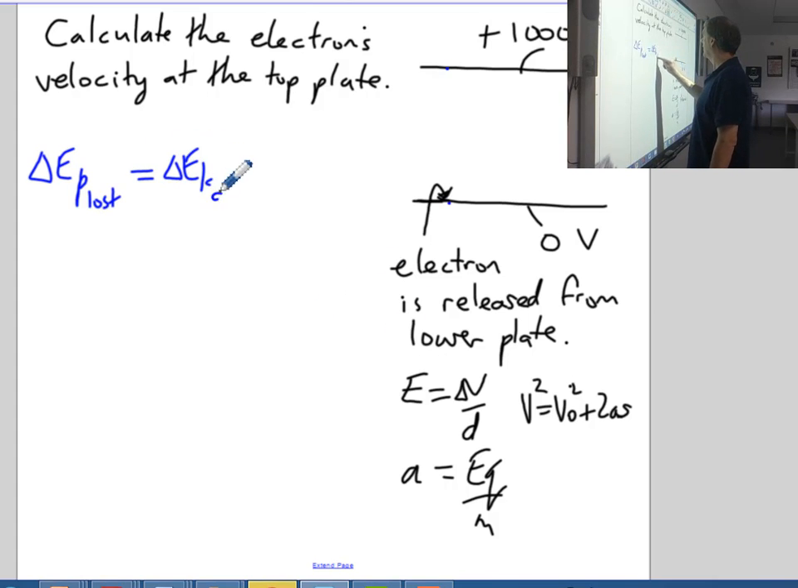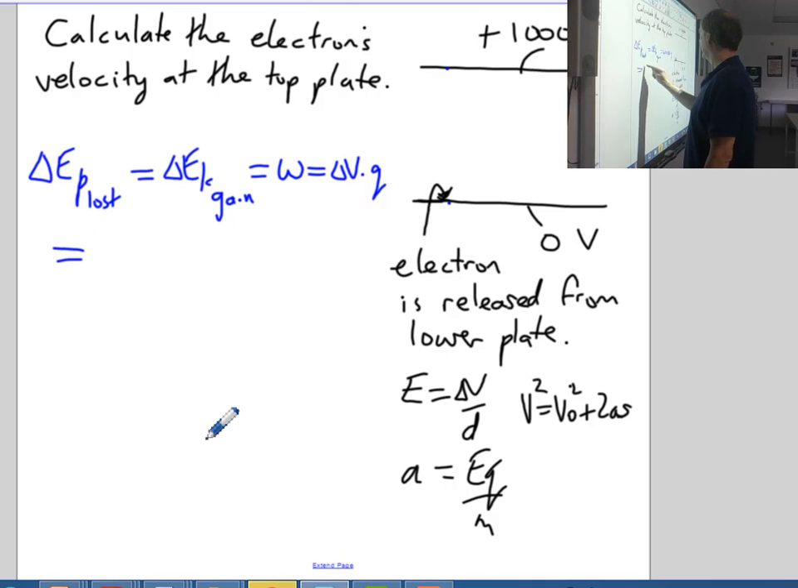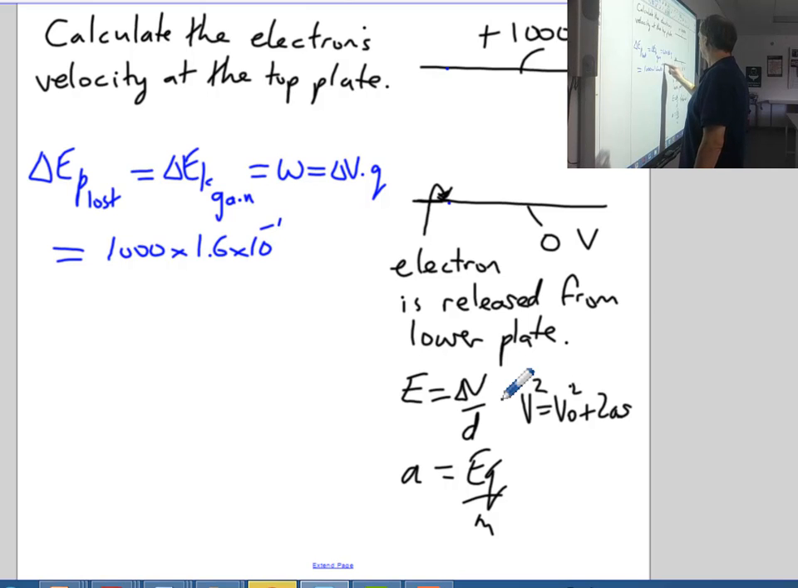It's going to be gained as it goes up there because it's going to accelerate. And that's equal to the work done, which is delta VQ. So if we do that, we've got delta V is 1000 volts times the charge on an electron. So it's pretty quick to find that out: 1.6 by 10 to the minus 16 joules.